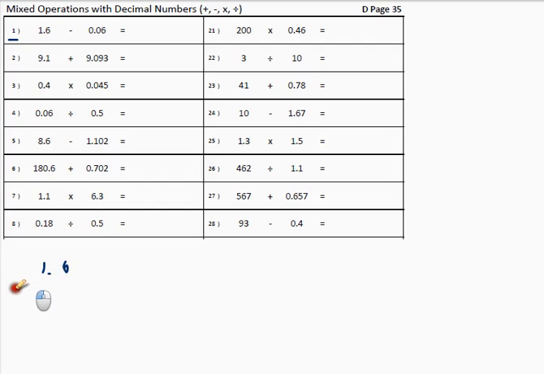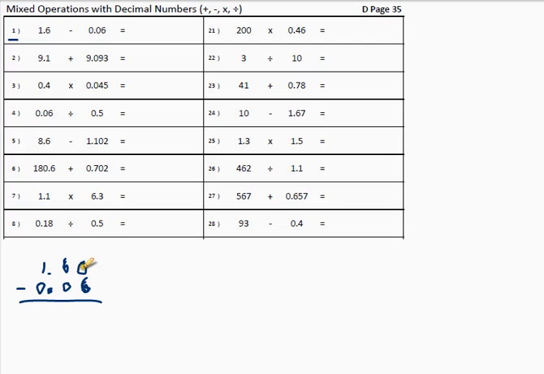1.6 take away. We need to line up the points. 0.06. Now we can take away. Now you can put a placeholder there. It's so much easier with that placeholder. Be careful when you work with 6s and 0s that they don't all look the same. Remember to close those 0s and to make those 6s with a long tail at the top.